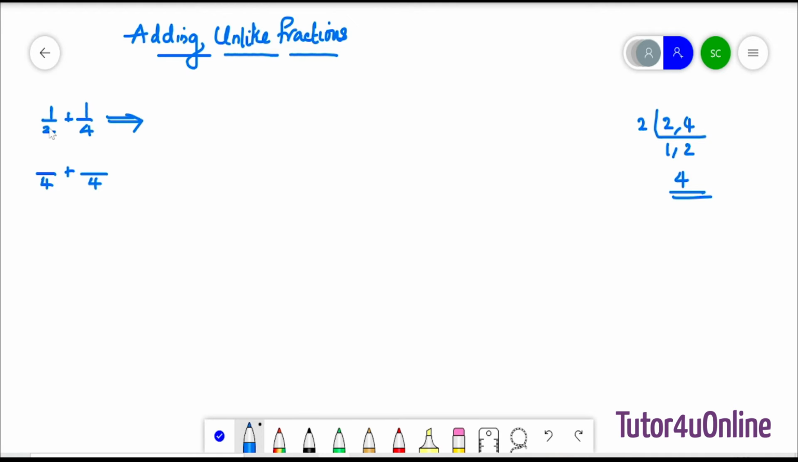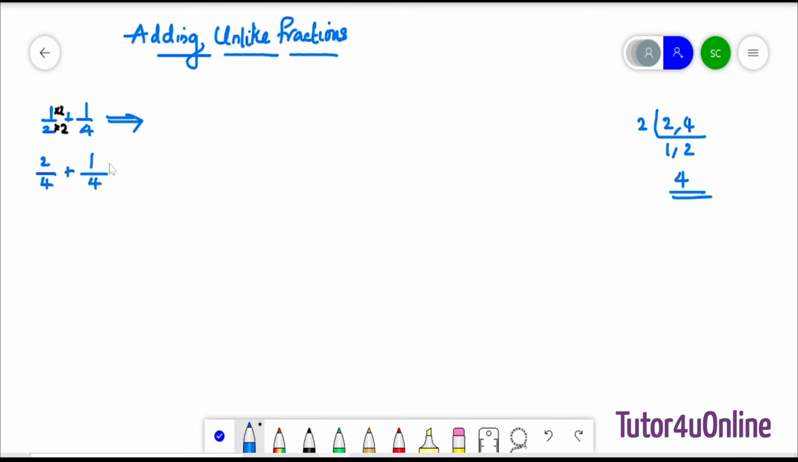Now see, 2 times which number will you get 4? 2 times 2 equals 4. So multiply the numerator also with the same number 2. So 1 times 2 equals 2. Now here the denominator is 4, and in the question also the denominator is 4. So you need not change the numerator 1. Now see this: 2 by 4 plus 1 by 4.